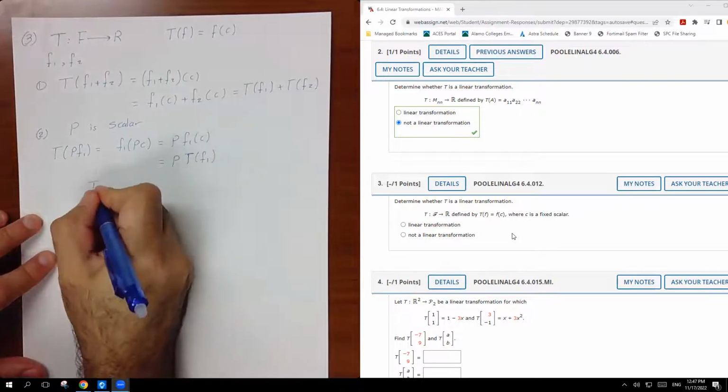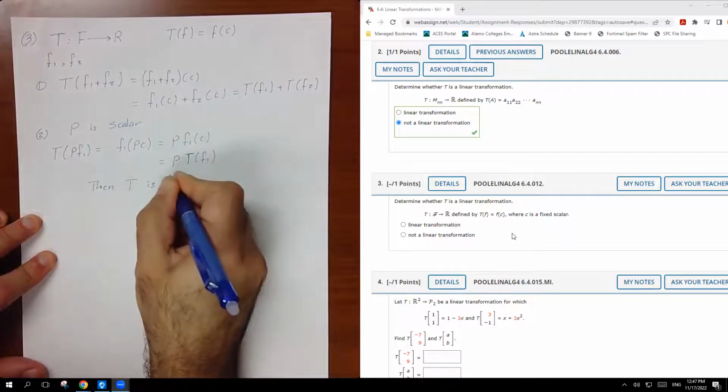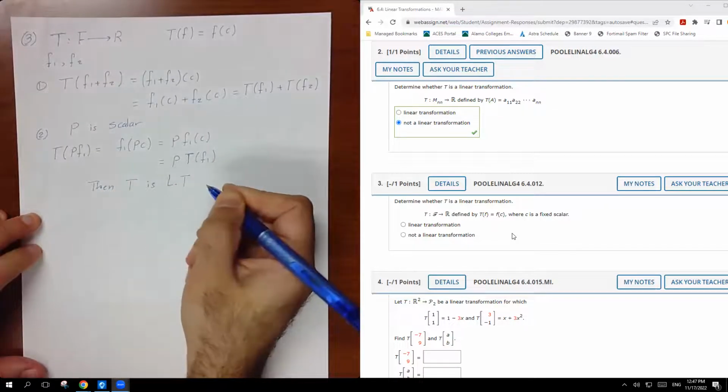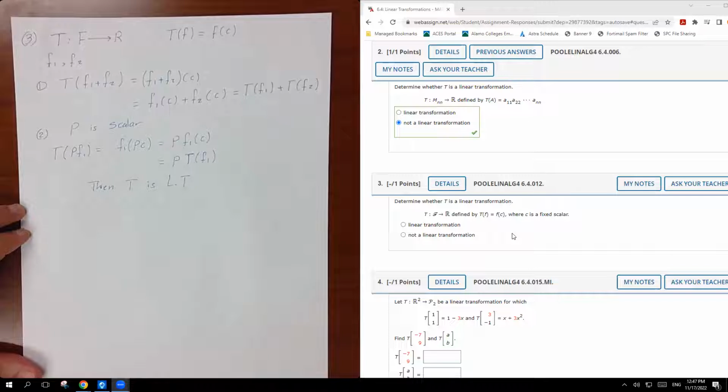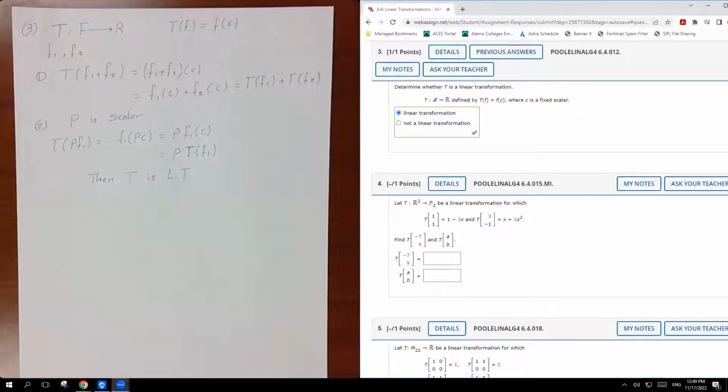Then T is a linear transformation. That's it for this example. So we're going to say T is a linear transformation. We got it right. Let's move to example 4.